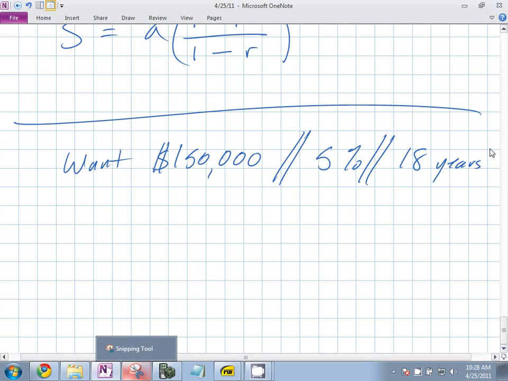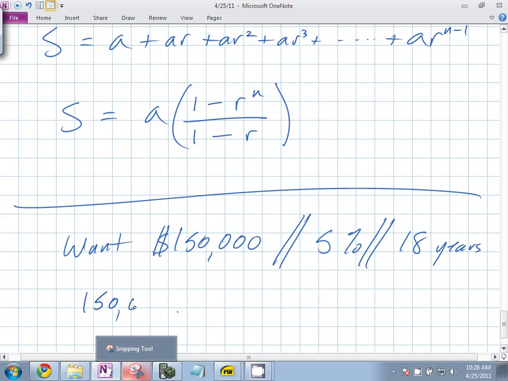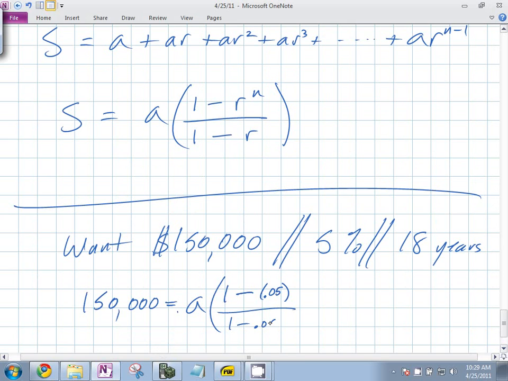$150,000. So in this case, what are we solving for? We're solving $150,000 equals, do we know what our A value is in this case? No, we don't know what our A value is. 1 minus, what's our R value? 0.05, not 5. What happens if you put in 5? Kaboom! You're earning a lot of interest. To the what power? What n value is it? How many terms? 18 times what? Yes. Very good.